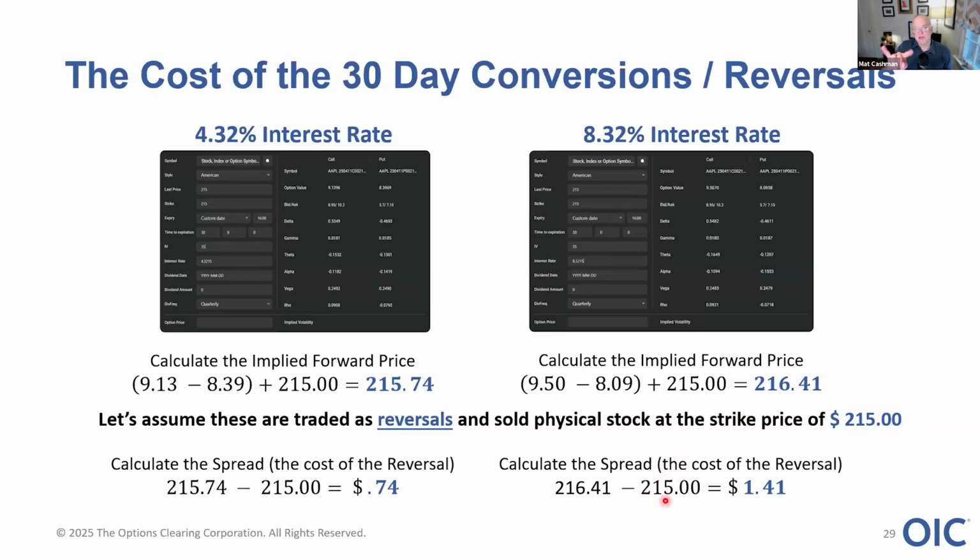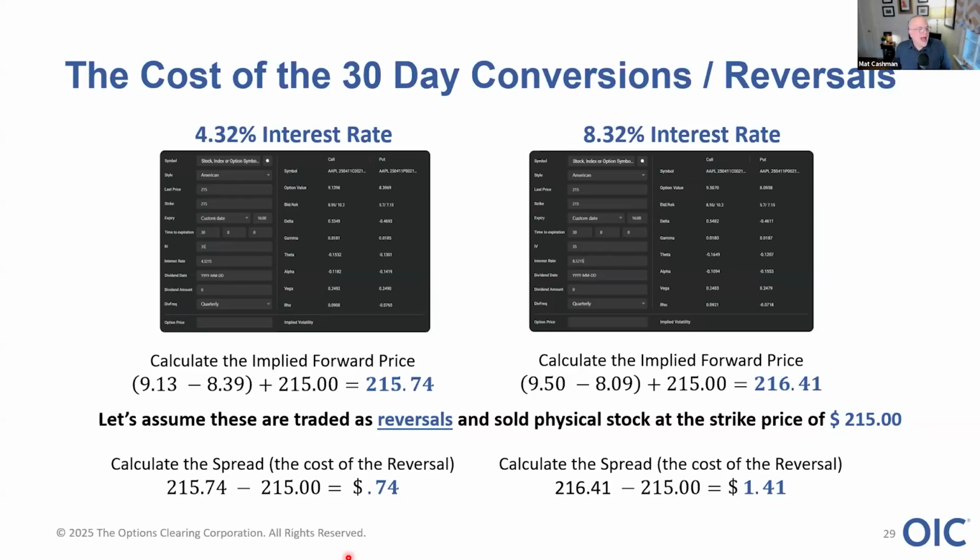The only difference between these two things is the interest rate. So this would be a reversal that you would trade and cost 74 cents, or you would take in 74 cents. This would be a reversal that you would trade that would cost 141, or you would take in 141 if you were to sell it.